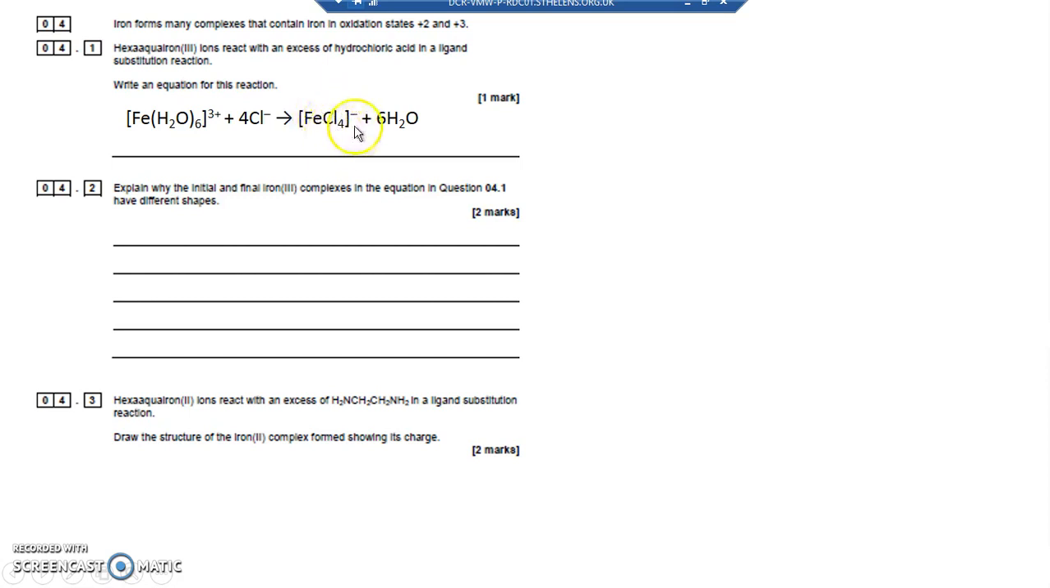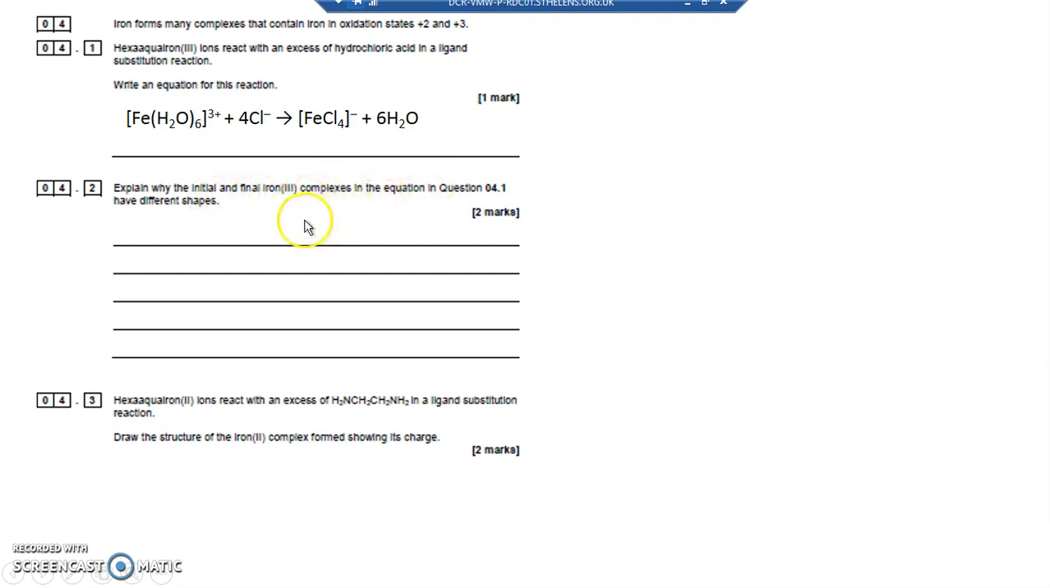Only 4 can fit around the Fe. I know it's a minus charge for 2 reasons. I've got 3+ and 4 1-, which leaves a minus charge on this side. The 6 water ligands released have no charge, so this must be a minus here because there's 1 minus on the left hand side and 1 minus on the right hand side. Another way of looking at it is that this is Fe3+, so it's in oxidation state +3. The Cl has gained 1 electron, so I've got 4 1-. 3+ and 4 1- leave minus 1 left over.